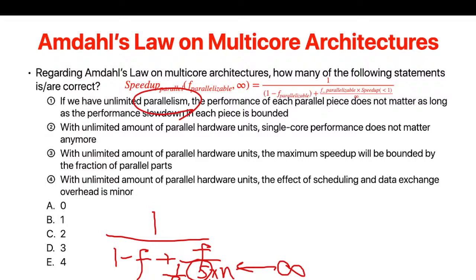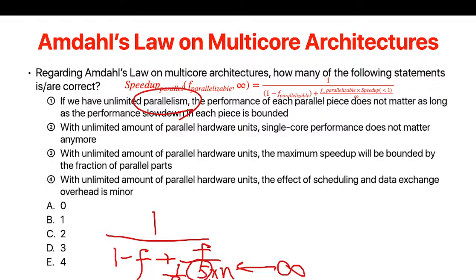So for this one, it's really interesting. If you have unlimited parallelism, essentially meaning we have an unlimited number of equal cores, or unlimited something that can parallelize. Here I'm going to be creative because I don't know what the unlimited parallelism could be.